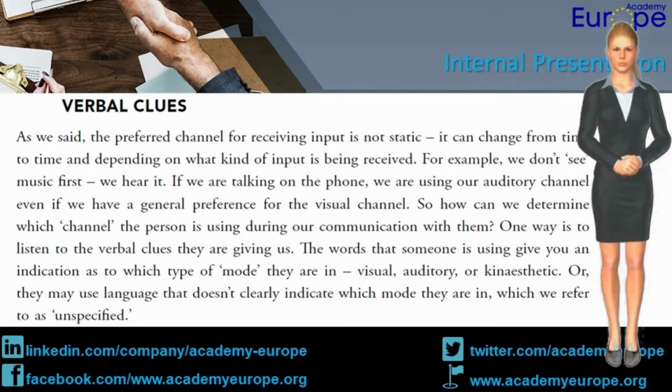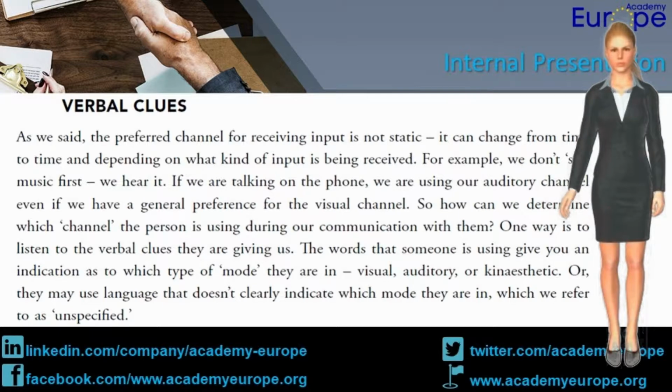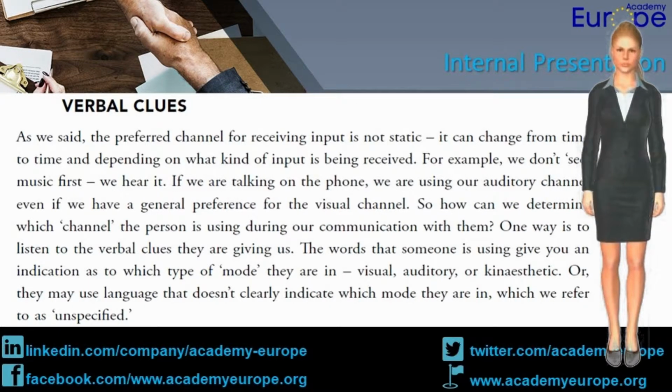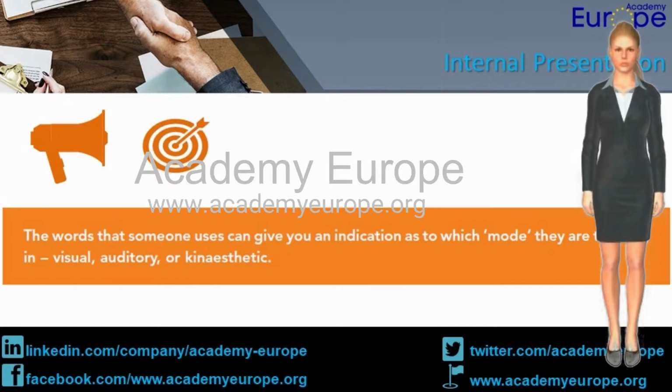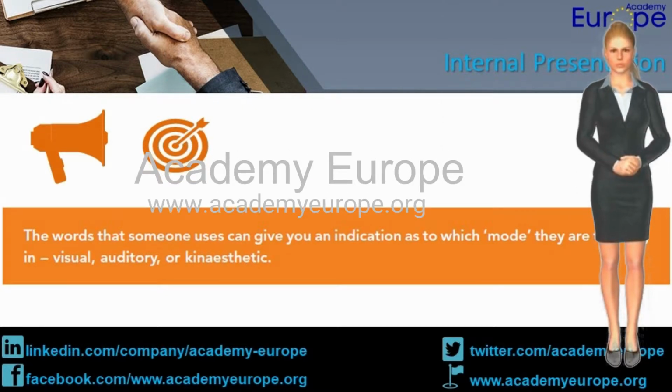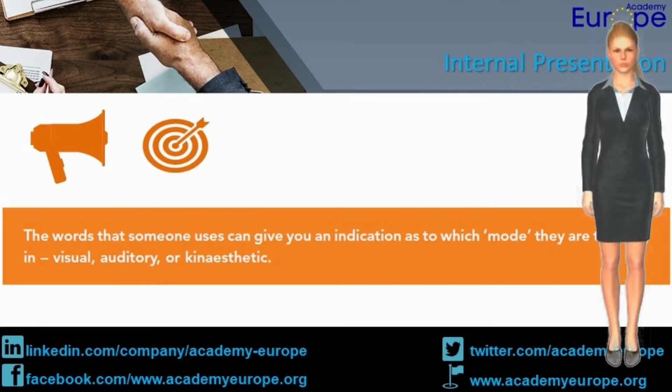One way is to listen to the verbal clues they are giving us. The words that someone is using give you an indication as to which type of mode they are in, visual, auditory, or kinesthetic. Or, they may use language that doesn't clearly indicate which mode they are in, which we refer to as unspecified. The words that someone uses can give you an indication as to which mode they are thinking in, visual, auditory, or kinesthetic.